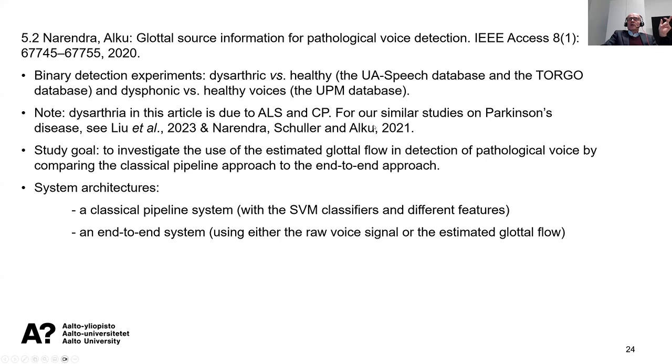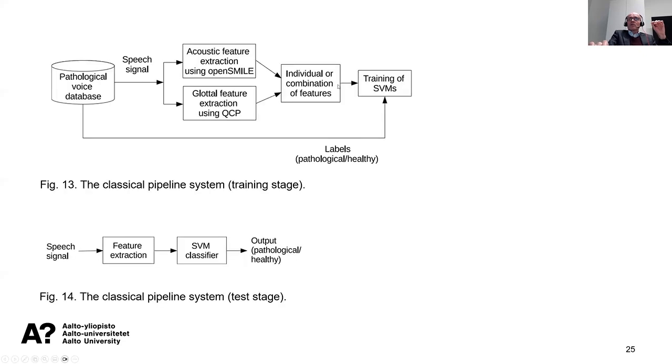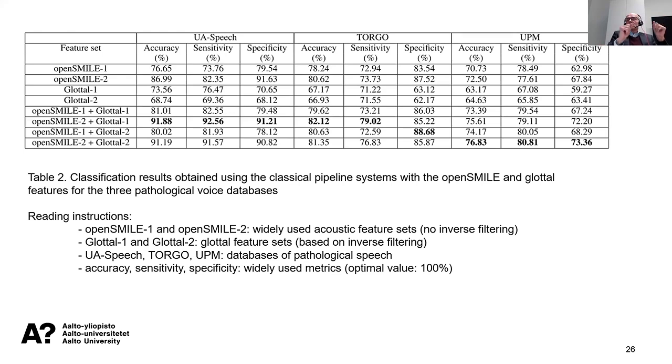And I would like to say that we have also conducted a number of studies on Parkinson's disease using a similar kind of approach. I refer to them, but I would like to explain more about this study where we had these 3 databases. So again, we trained our system based on these existing databases. We built the classical pipeline system, and let's look at the results.